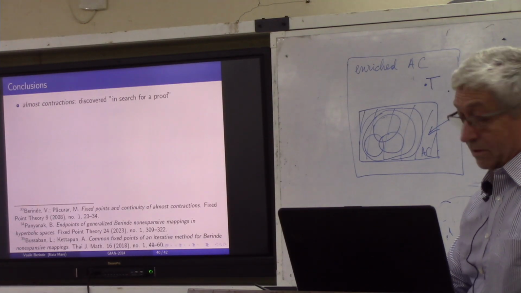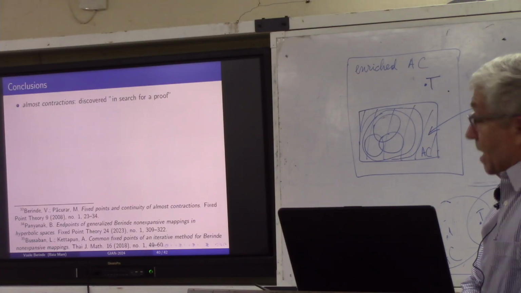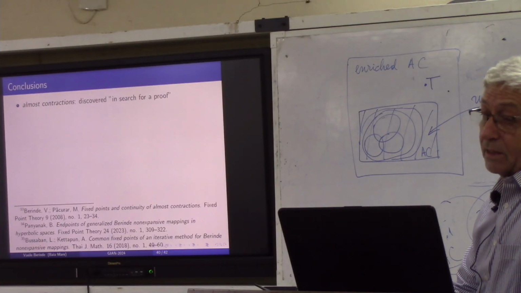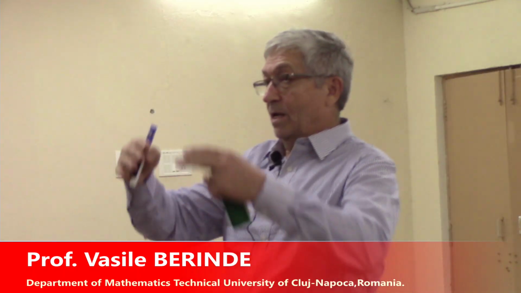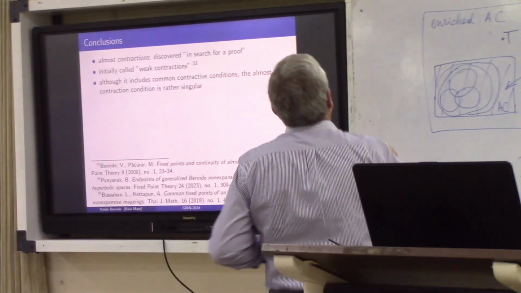I don't insist on them. Just a few conclusions I would like to present. I discovered almost contractions while searching for a proof. This is very important. Sometimes I encourage my students to take a theorem and look at its assumptions, not to look in any book for how to prove it. Just put the assumptions on the left-hand side, the conclusion or conclusions on the right-hand side, and try to find a bridge between them. And sometimes, if you do this, you may find new interesting results. I draw your attention to this name, Caristi.